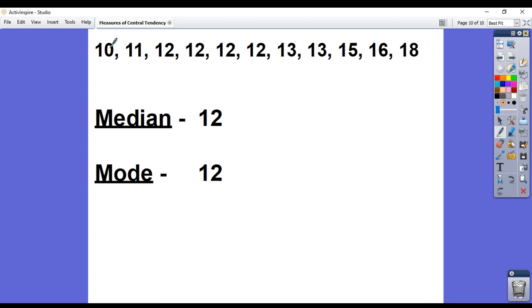There are now 11 numbers. So 11 divided by 2 is 5.5. So that means if I went in 5.5 from each side, I would get to the middle number. I could also cross off 1, 2 numbers from each end, 3 numbers from each end, 4 numbers from each end, 5 numbers from each end. And when we got 5.5, we realized that the middle number from both sides is shared. This number 12 is the one right in the middle. So therefore, my median is equal to 12.